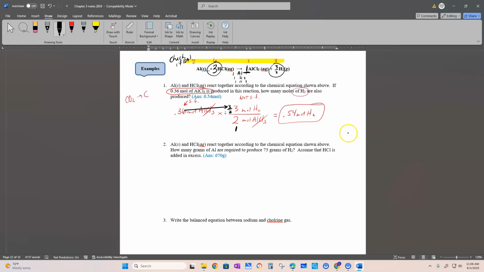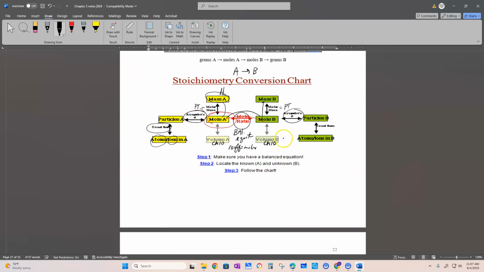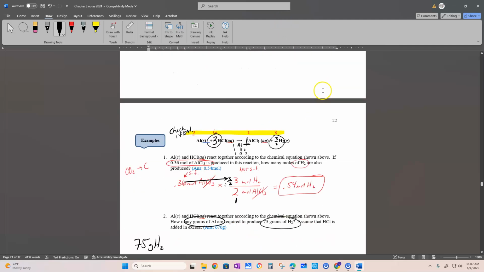Let's keep the same equation going, but now how many grams of aluminum are required to produce H2? Now, I'm going to use whole numbers instead, the numbers that are in red up there. But I have H2 that I produce. How much do I need of aluminum to make this reaction go? So 75 grams of H2. And according to our chart, I'm going to start with grams of hydrogen, go to moles, cross using the balanced equation, and then go back to moles. So I'm looking at 3 steps here.